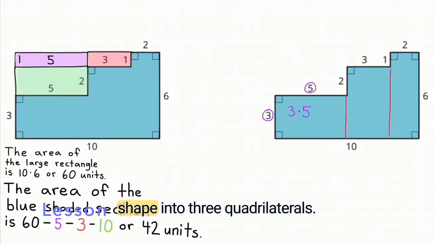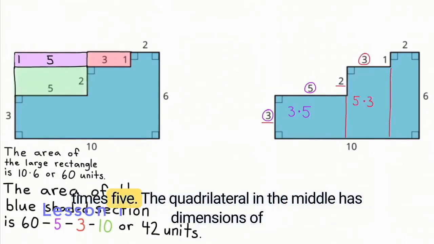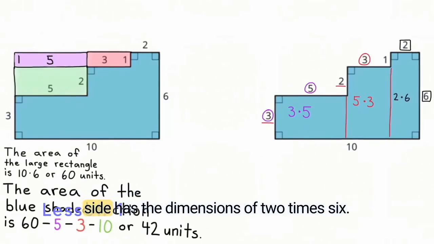Now I've broken down the shape into 3 quadrilaterals. The quadrilateral on the left has the dimensions of 3 times 5. The quadrilateral in the middle has dimensions of 5 times 3. And the quadrilateral on the right-hand side has the dimensions of 2 times 6.